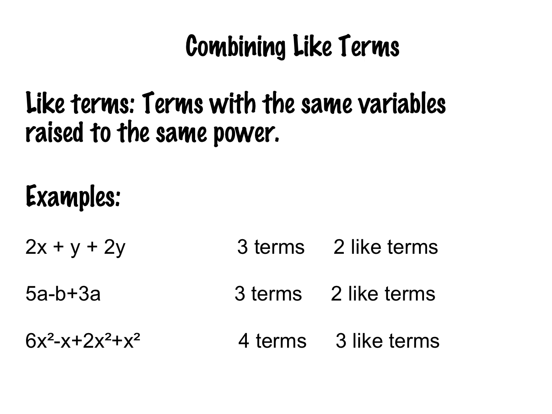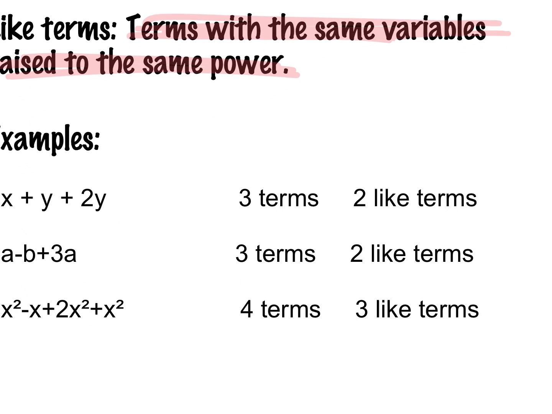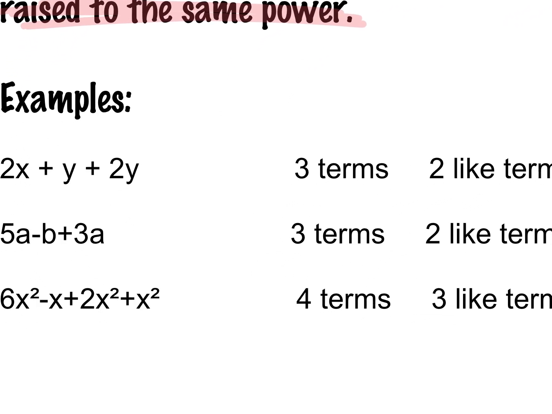What you have to understand, though, is this definition for what like terms are. So like terms are terms that have the same variable raised to the same power or same exponent. So let's look at some examples at the bottom and start wrapping our head around it. So same variable, same letter, raised to the same power, or they don't have a power sometimes, okay?